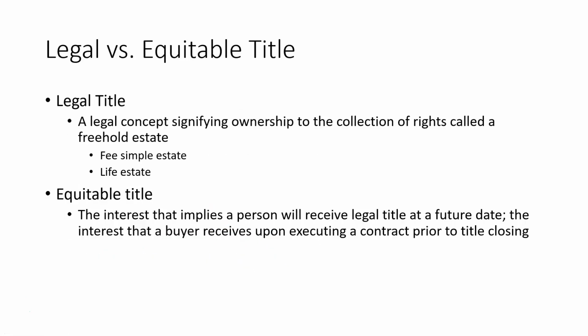We need to know the difference between legal and equitable title. Legal title is when I actually own the property outright, either a fee simple estate or life estate. Equitable title is what a person is expecting to receive in the future. It's the interest that implies that a person will receive legal title at a future date. It's the interest that the buyer receives, for instance, upon executing a contract to buy prior to title closing. Therefore, I do have some equitable interest in the property, and the seller, for instance, can't decide to go and sell it to somebody else without consulting the original buyer first.